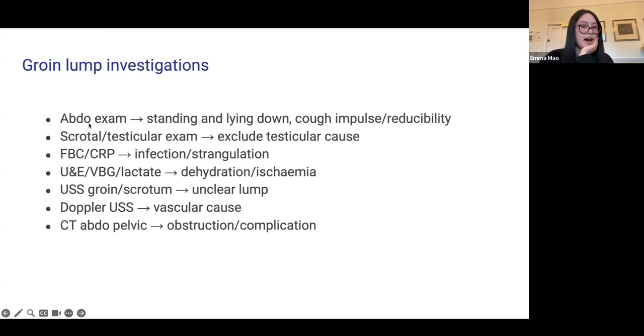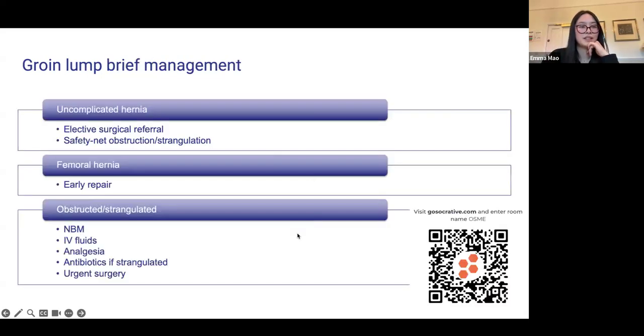Okay. Investigations are the abdominal exam. You can see if it changes from standing up to lying down, and then check for reducibility. Do a scrotal and testicular exam, and then FBC and CRP to look for infection, and a VBG with lactate to look for dehydration and ischemia. Then ultrasound to see what it is inside, and Doppler ultrasound to assess the vasculature, and then CT abdomen-pelvis if there are any obstructions or complications related to it.